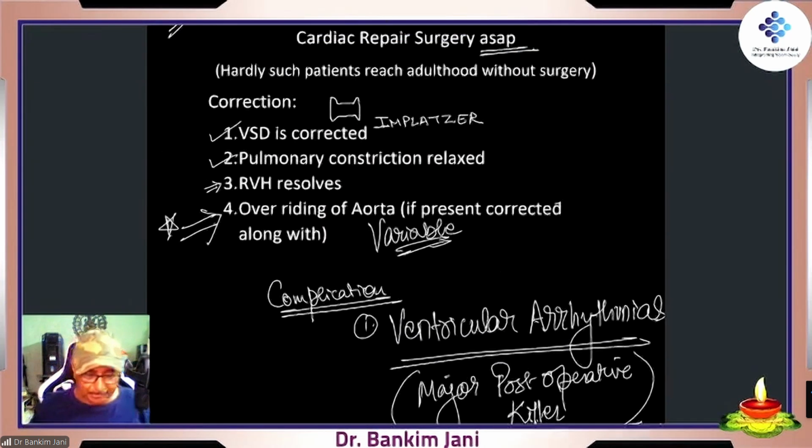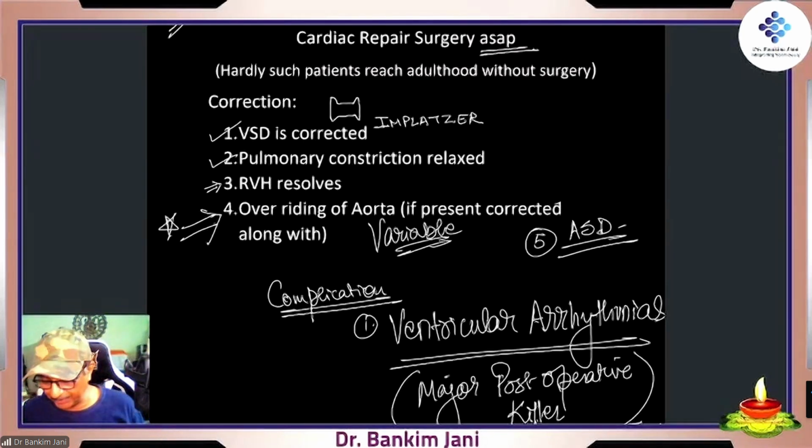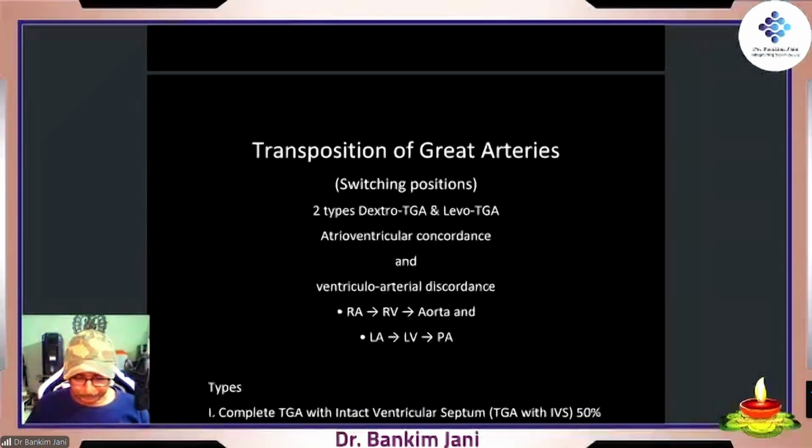Right? And yes, you are right. In case of tetralogy of Fallot, you have to repair the ASD also, with the ASD branch. That's right.